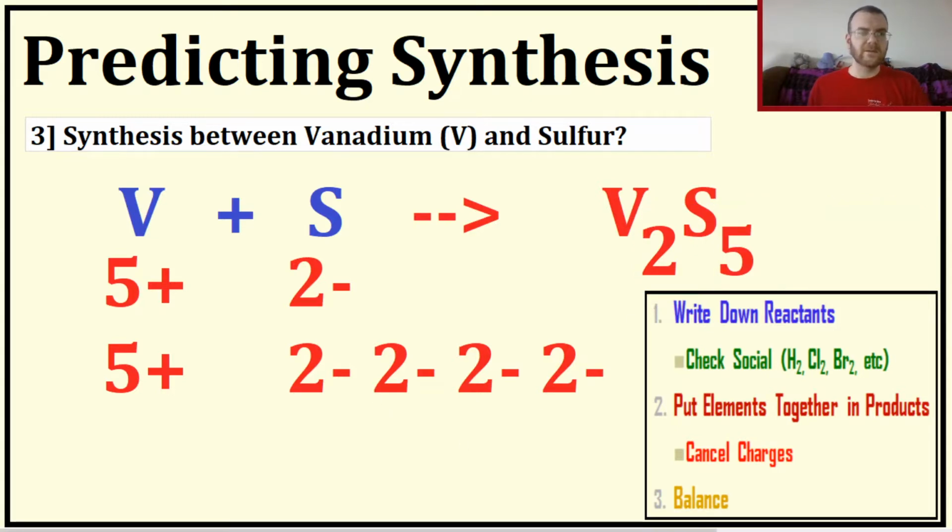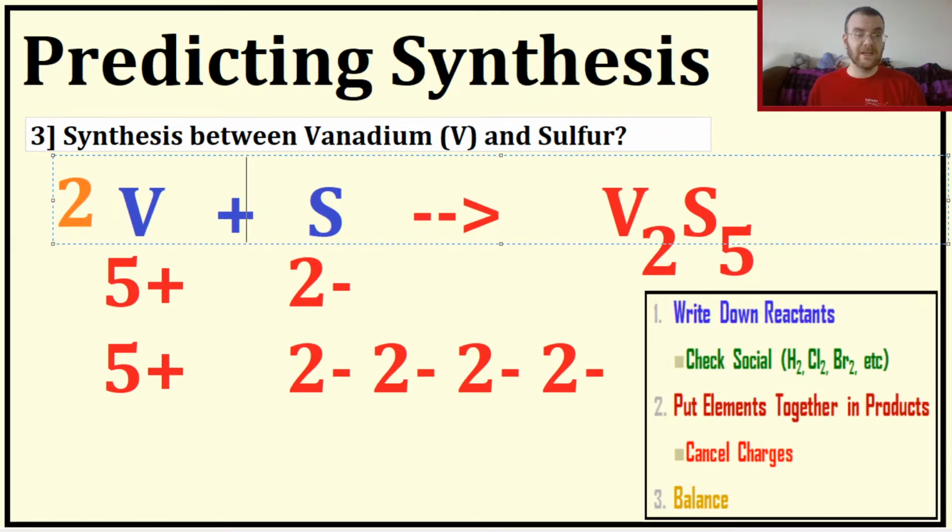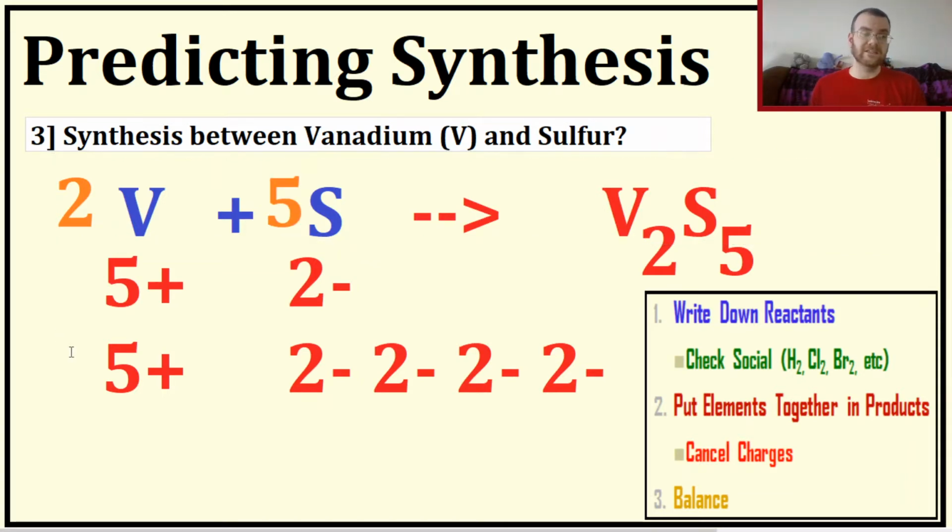And there we go. I then need to, of course, balance this. I've got 1 V on the reactants, 2 V in the products, so that is a quick and easy fix. 1 sulfur in the reactants, 5 sulfurs in the products. That is an easy fix. Make them both into 5, and then everything is balanced.